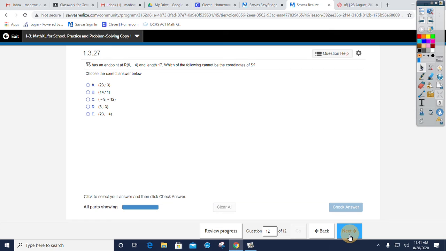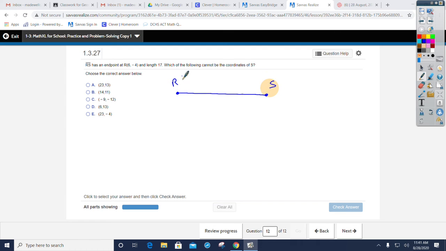All right, now this last one is going to be the most lengthy one. It says you got a point here. So you got R, S, and you know that R is 6, -4, and you know the length is 17, but you're trying to figure out what is S. And you have 5 choices over here. What you've got to do, and I've tried to figure this out, but there's no shortcut to it. You just got to use the distance formula and try each one of these for S.